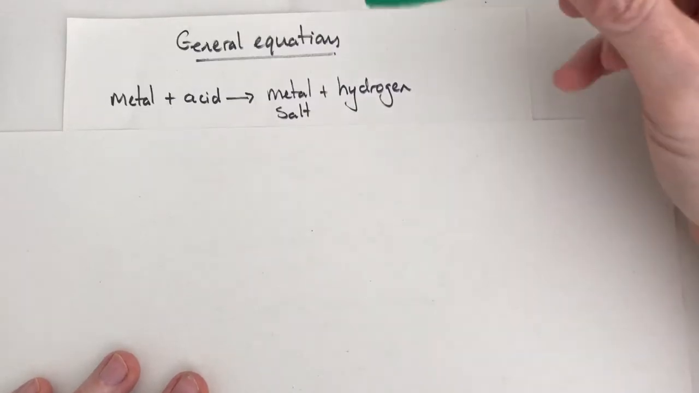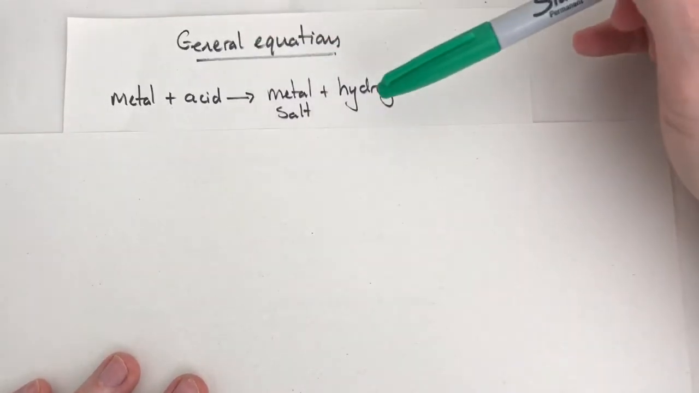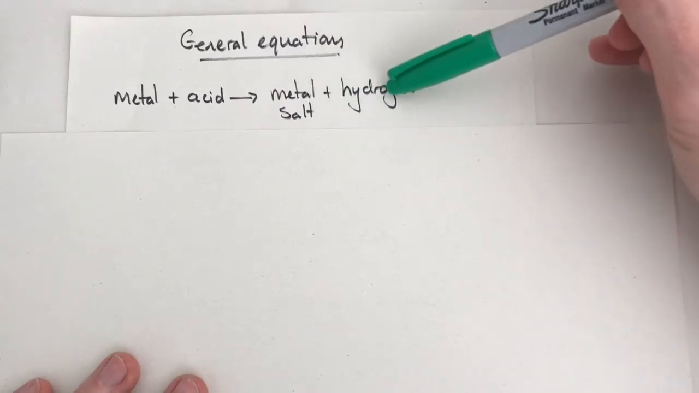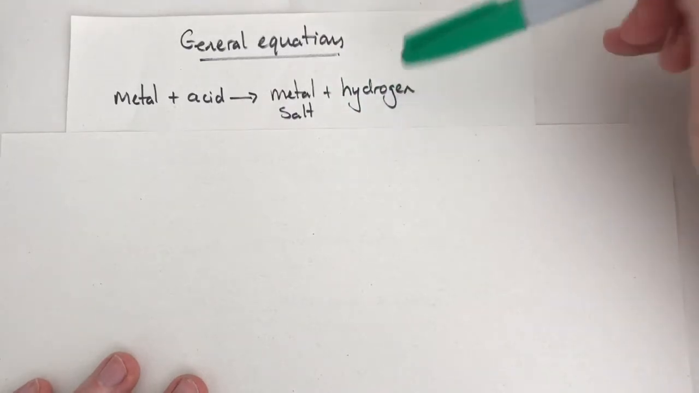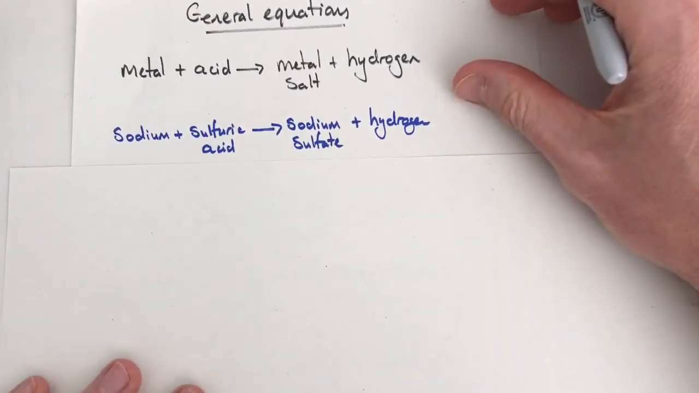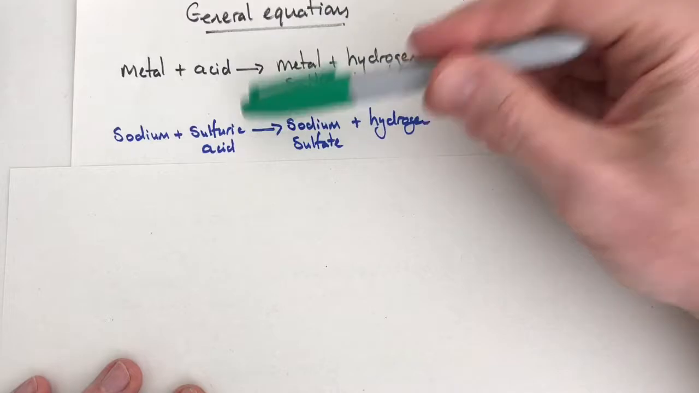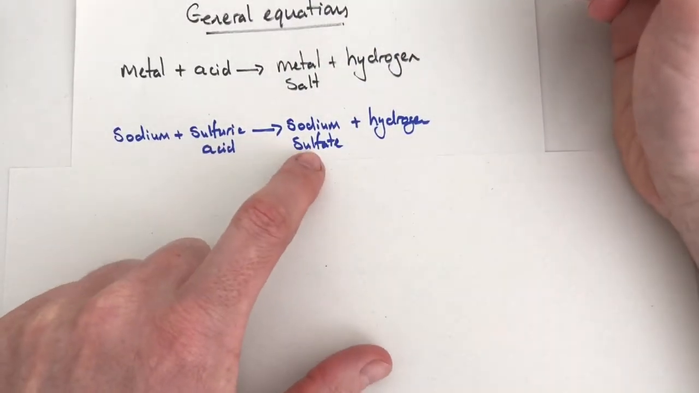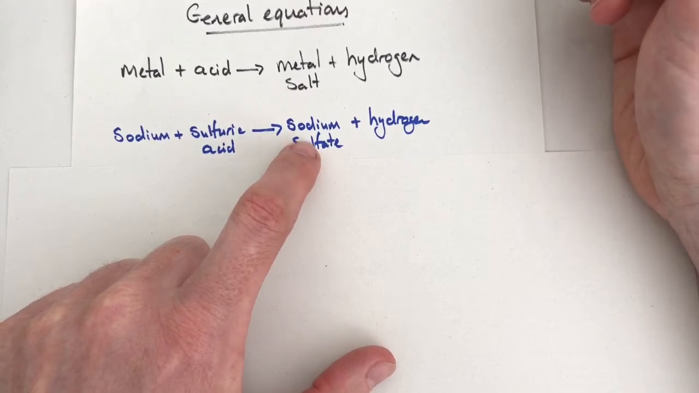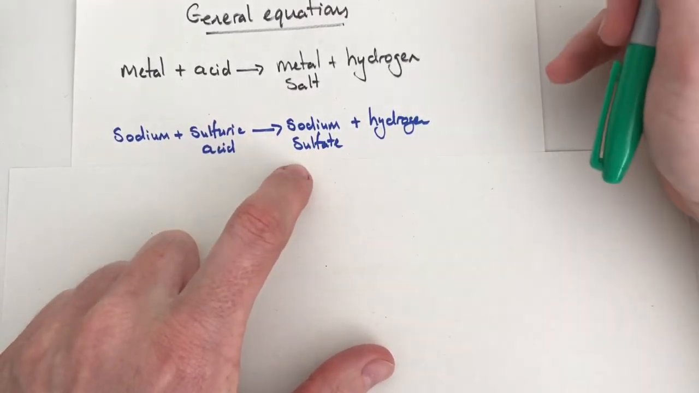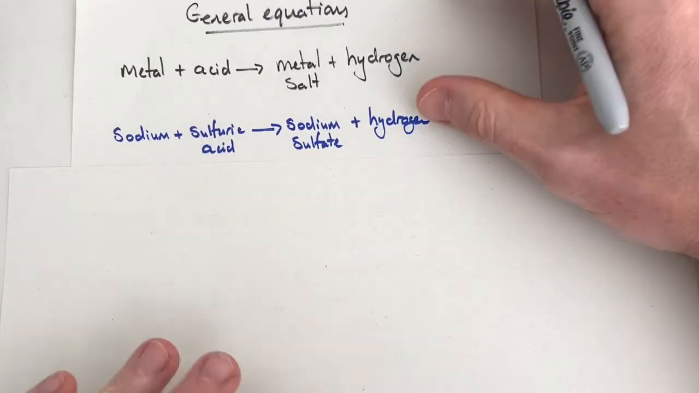So the first one is when a metal reacts with an acid, and it's going to make a metal salt, and it will also release hydrogen gas as part of the reaction. An example of that: if we took the metal sodium and added it to sulfuric acid, because it's sulfuric acid, we would make a salt that is going to be a sulfate, and the first name is going to be the metal, so it's sodium sulfate, and then there is the hydrogen that is being released.